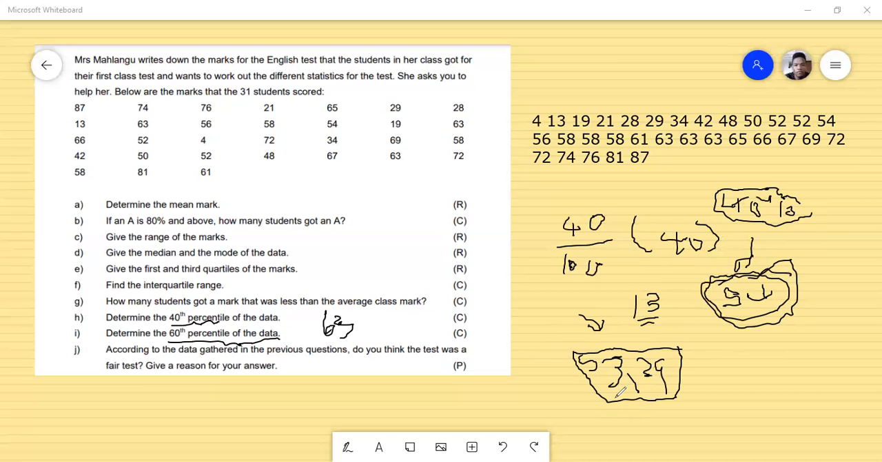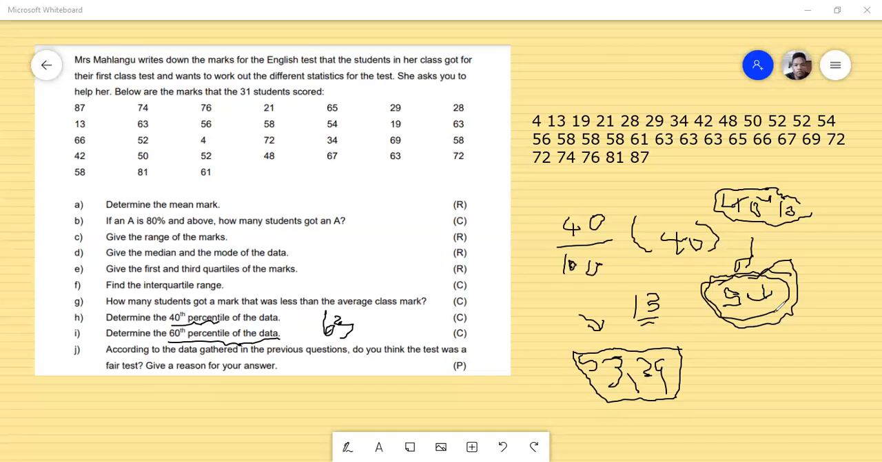Because the average of the class is 53%, whereas the 40th percentile is 54. So 40% of them got 54 and less, which is higher than the average. So yes, it was a fair test. So this means that 60% of the students got more than the average. If 40% got 54 and less, it means that 60% got 54% and more.